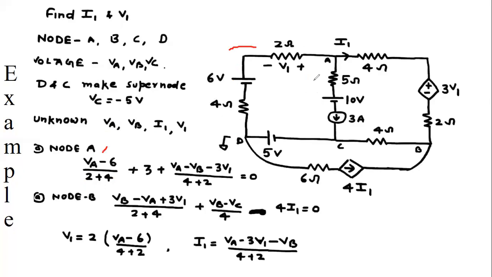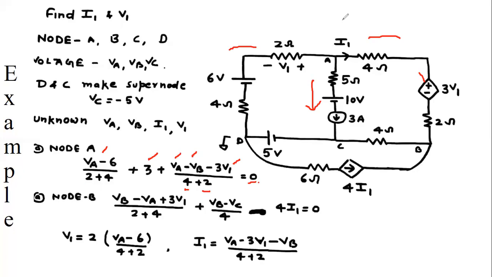In this branch, the current is given, so no need to take another variable. So this current becomes the branch current. It is outgoing, so taking it with positive sign, plus 3. And the current in this branch is VA minus VB, subtracting the node potentials, we get the positive sign. So this is minus 3V1 divided by resistance 4 plus 2 equal to 0. So this is the KCL at node A.